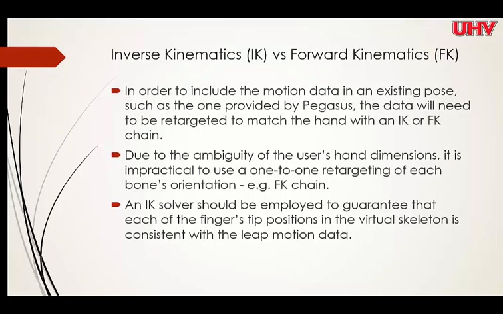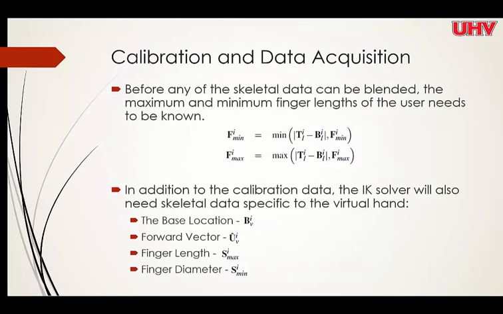So what we do is utilize an IK solver that can guarantee that each of the fingers' tip positions in the virtual skeleton is consistent with the Leap Motion data that is coming in. Then we go backwards from the virtual effector, which we're going to see in a few minutes, and utilize forward-backward inverse kinematics to retarget the animation.